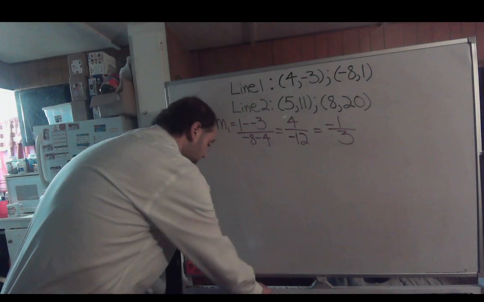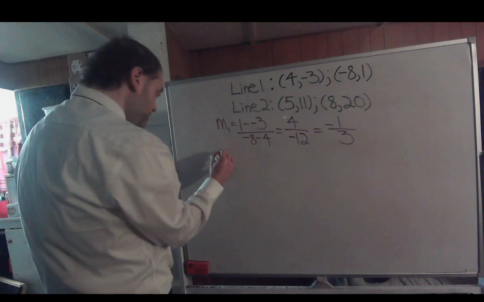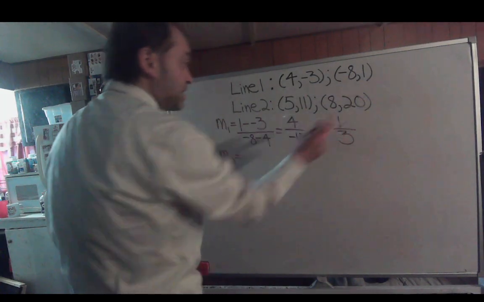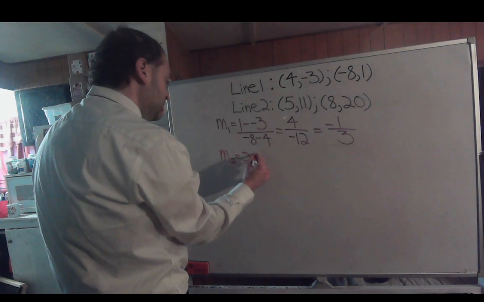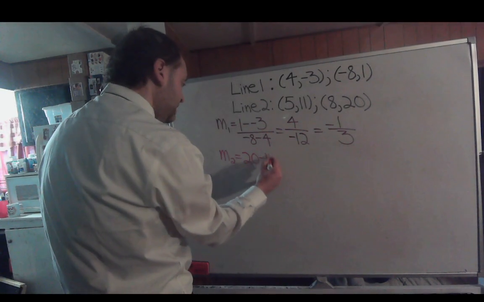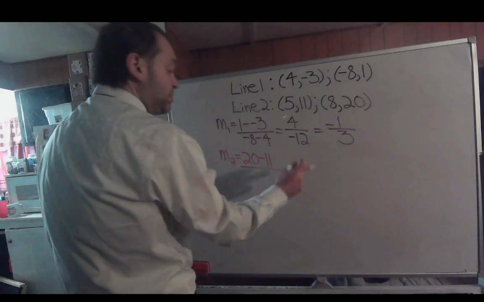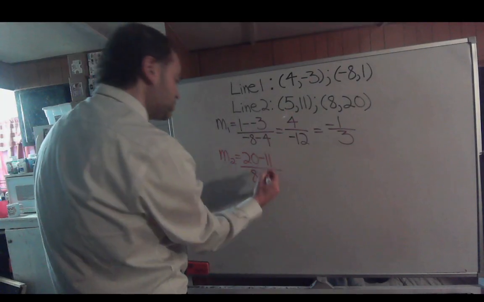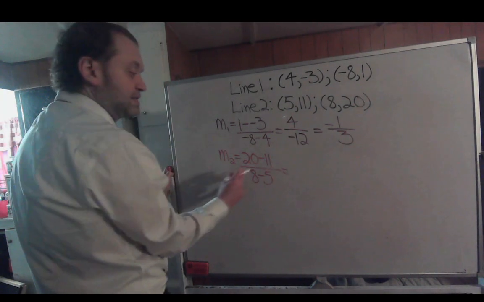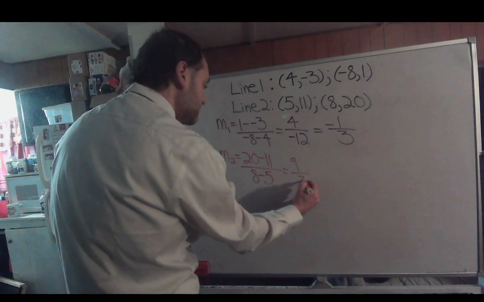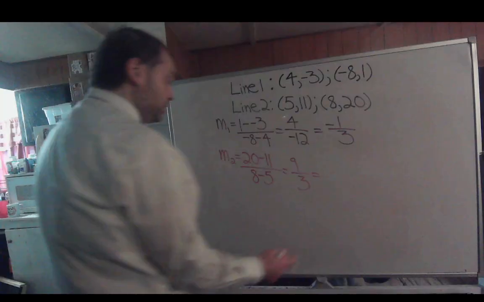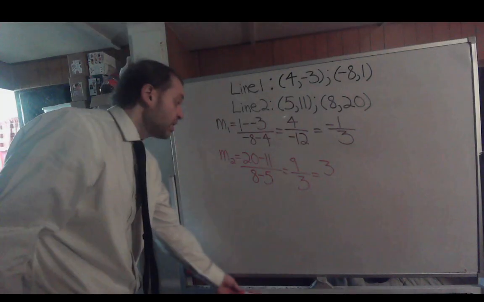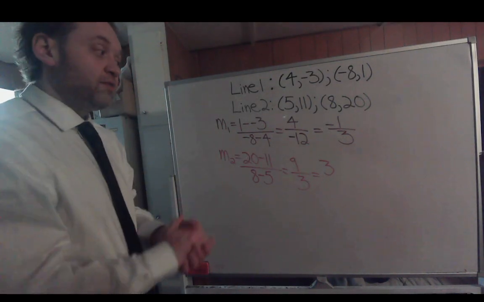Now let's find the slope of line 2. So m sub 2, of course, take your second y coordinate of 20 minus your first y coordinate of 11, divide all that by your second x coordinate of 8 minus your first x coordinate of 5. So 20 minus 11, that's 9. 8 minus 5 is 3. Well, what do you know? Slope of line 2 is positive 3. The slope of line 1 is -1/3.